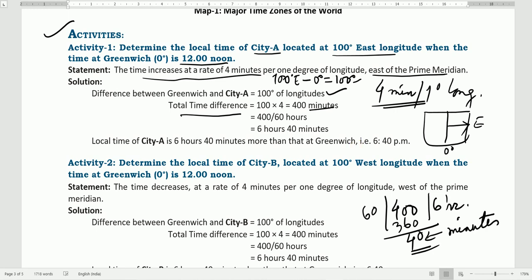In this way, the time difference between city A and the Greenwich meridian is 6 hours 40 minutes, and that is why the local time of city A is 6 hours 40 minutes more than Greenwich. That is 6:40 p.m. The time at city A would be 6:40 p.m., post meridian.